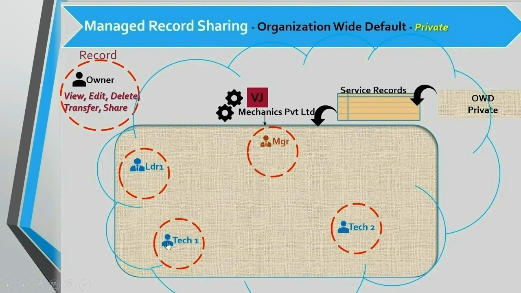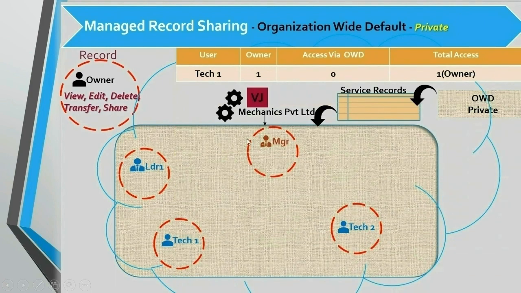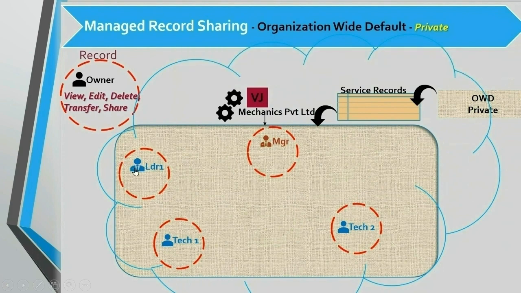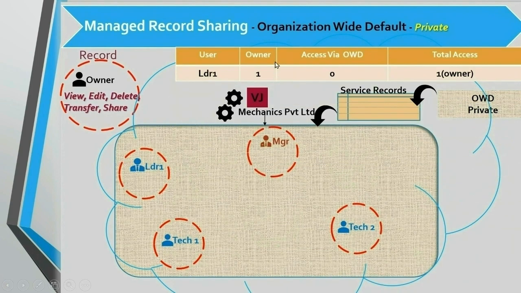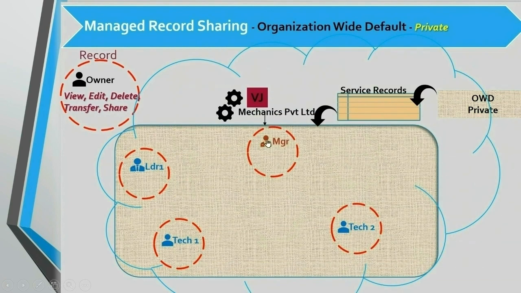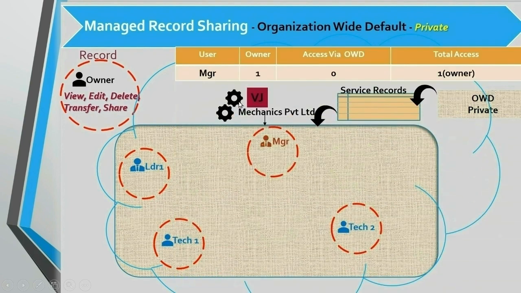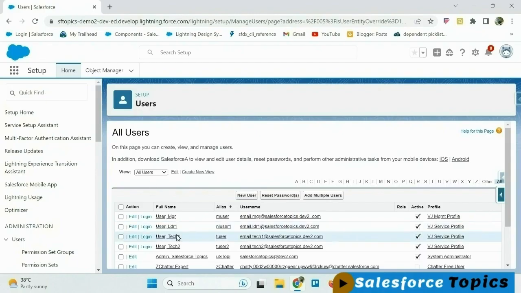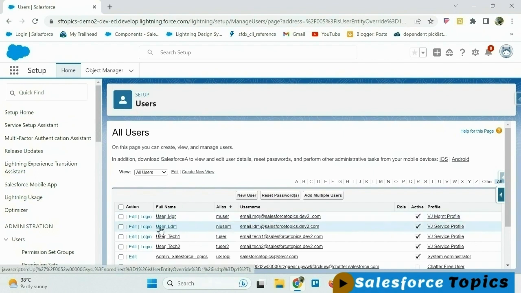Hence Tech1 user would have access to only one record as he has created only one record. Same way LDR1 would have access to only the one record that he has created. Same applies to Tech2. Same applies to MGR. He would have one record as owner and 0 records from the OWD, because the OWD applied was private. We have created one record for each and every user. That is, user manager has one record, user LDR1 has one record as owner, and Tech1 has one record as owner, and Tech2 has one record as owner.